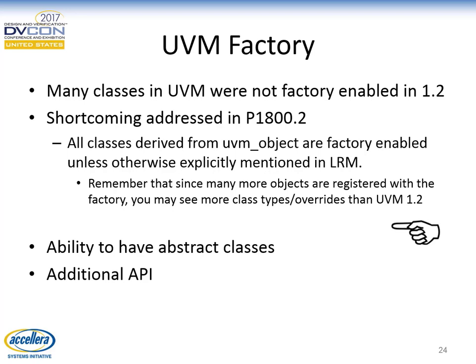And as a result, when you look at the listing, you're going to see a lot more classes. And you'll be wondering, oh my God, what is going on? The key thing here is that every object coming from UVM object is factory enabled. That basically means you can take it, extend it, and do things with it that you could not do before. The other thing is that it has the ability to have abstract classes and an additional API.